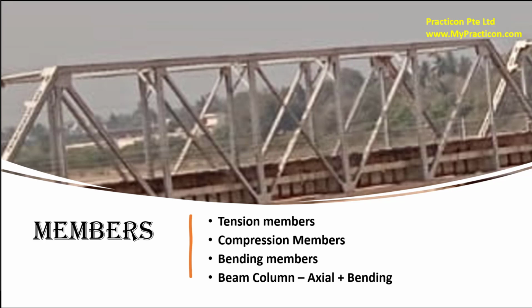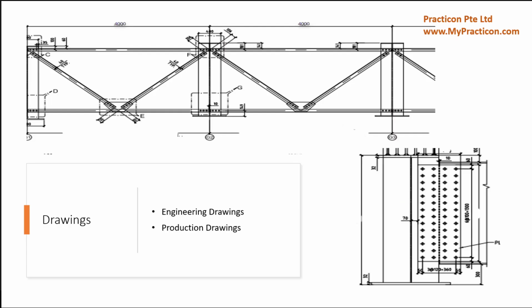And now coming back to the connections. The connections also need to be designed to transfer the loads appropriately from member to member. Finally, once this has been done, we move into the drawings. Drawings will be produced. One is the engineering drawings. We normally call these the plan view, side view, elevation, and floor level views.